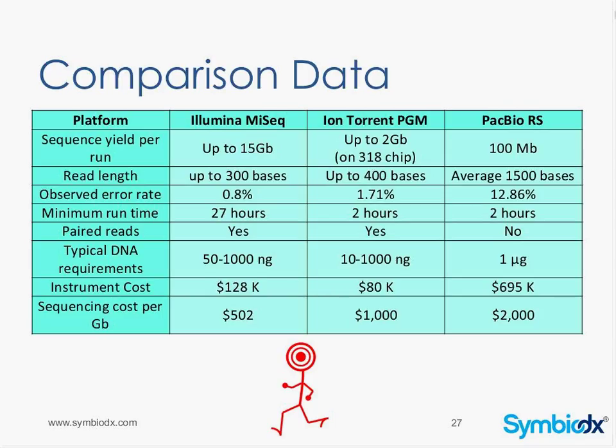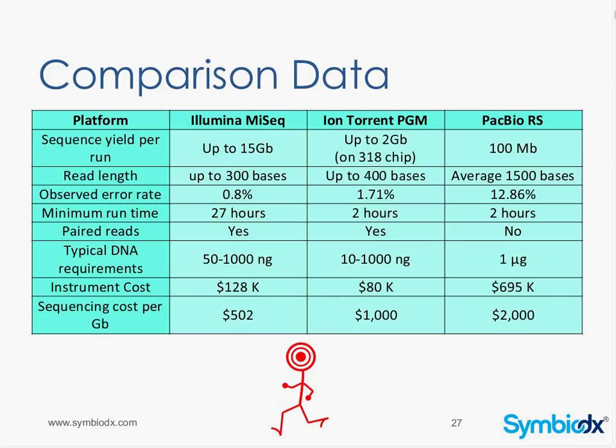Length on Illumina MiSeq, you can go up to 300 bases, and on Ion Torrent, you can go up to 400. On PacBio, average is 1,500 bases. These are pretty competitive, and again, these two companies are really striving to increase these. These numbers are not entirely relevant depending on how you use the software to reassemble the sequences. Error, again, is slightly higher with Ion Torrent compared to MiSeq. The runtime is much longer on MiSeq than it is on the Ion Torrent.